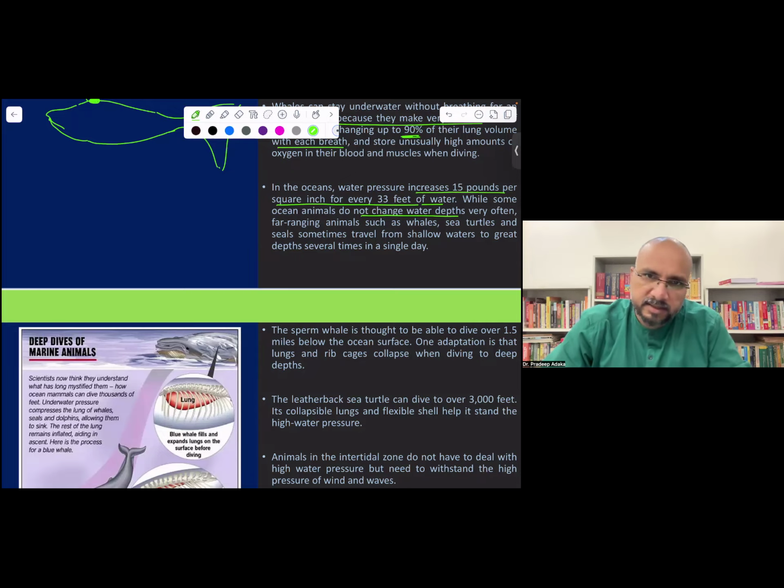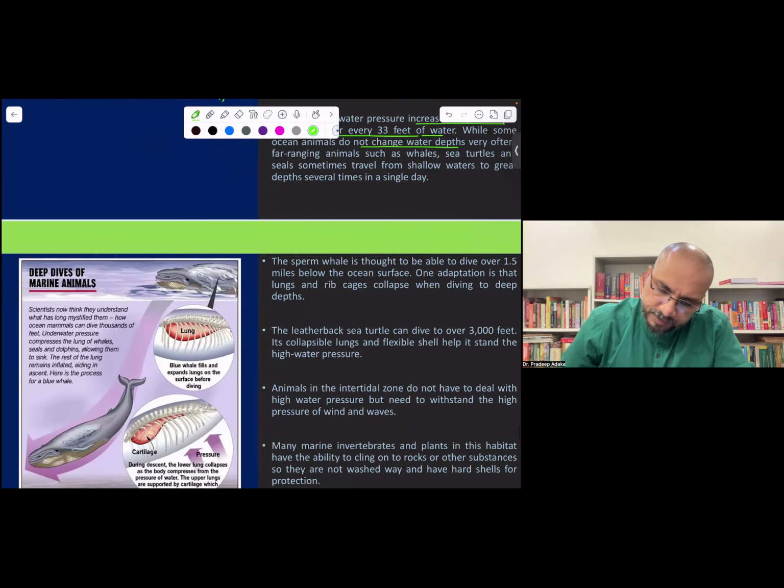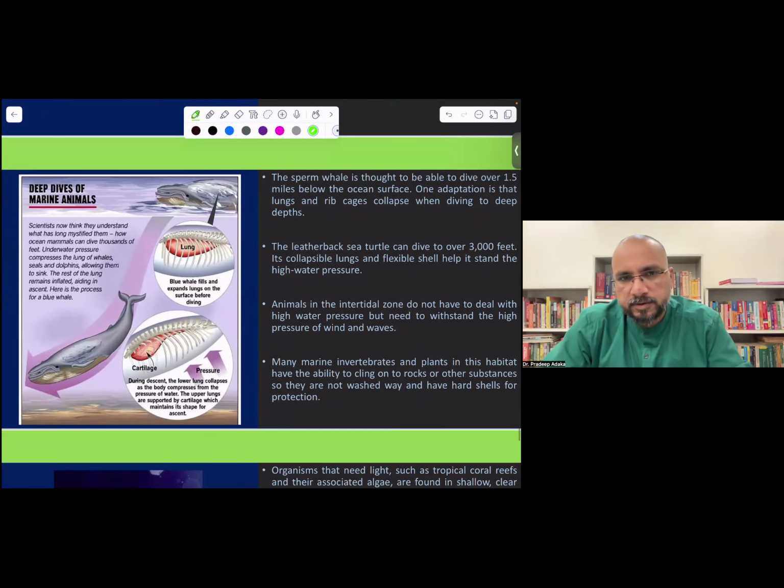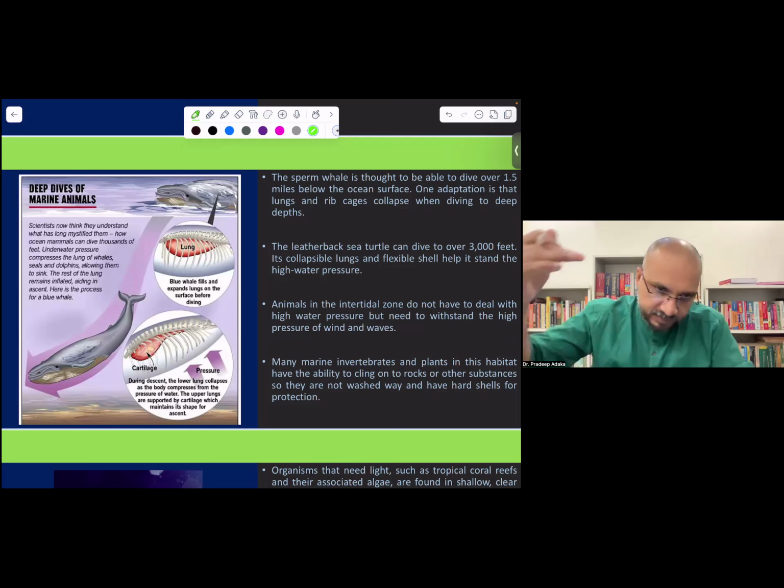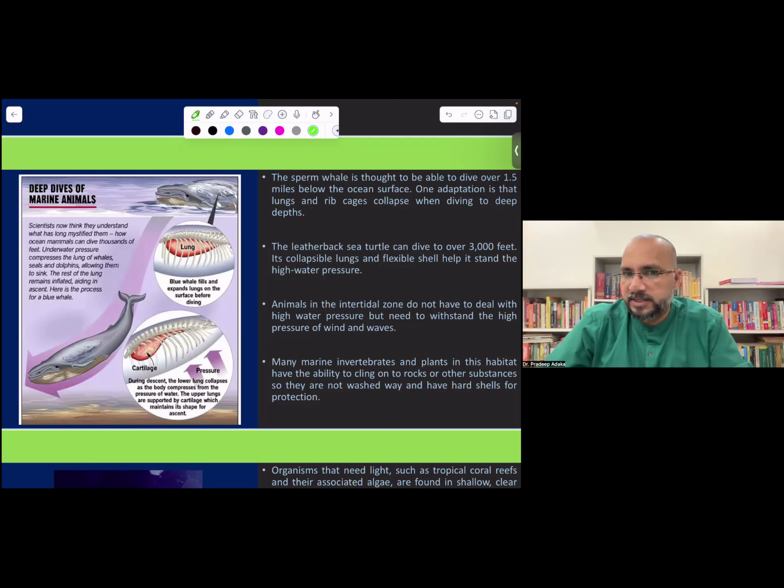So the submarine has to be modified to handle higher pressure. Most of the submarines can go up to 500 meters or a maximum of 700, 800 meters. Beyond that, the pressure is very high. So what about whales? In the case of whales, they have certain adaptations to withstand this deep diving. When it goes to greater depth, the pressure gets higher. So to handle this pressure, they have certain adaptations.